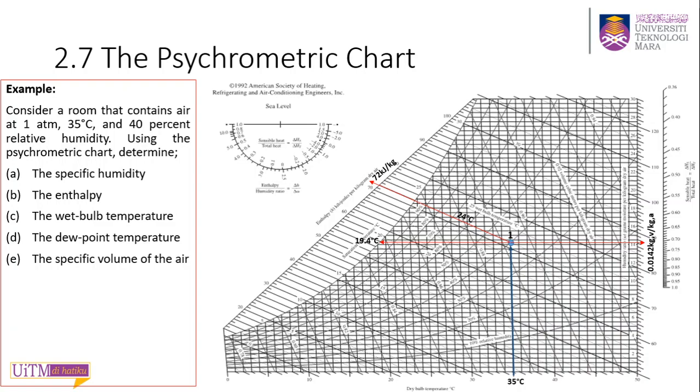For specific volume, we draw the inclined line with respect to the specific volume. We draw a straight parallel line to the nearest line, and try to read as precisely as possible. We have above it 0.9, below it 0.89, so it's in between 0.89 and 0.9. But first make sure you draw the straight parallel line with respect to the property. So this is a simple example on how to use the psychrometric chart.